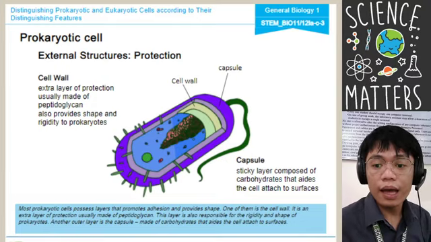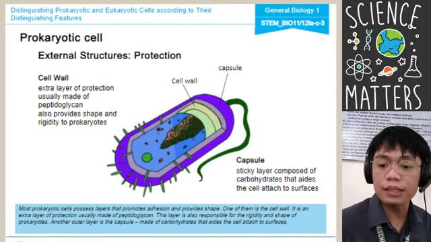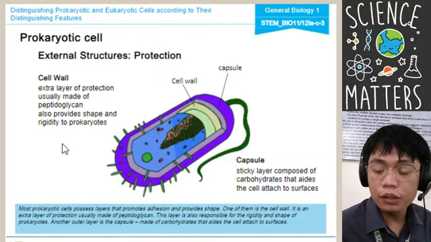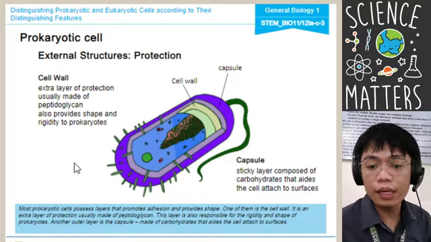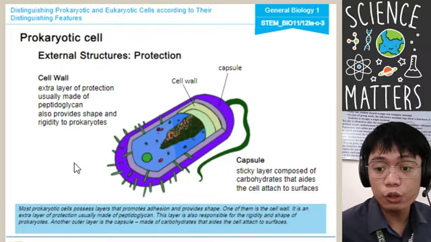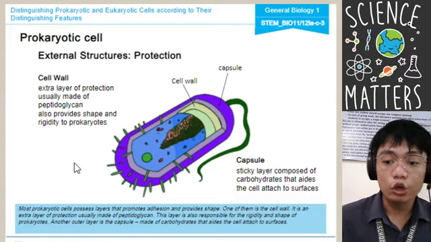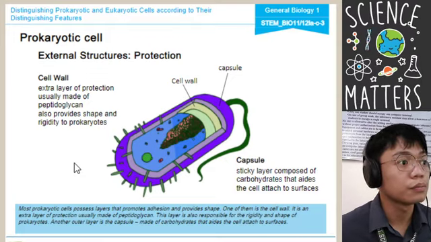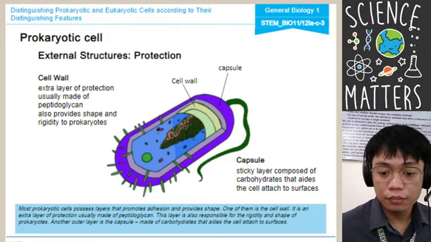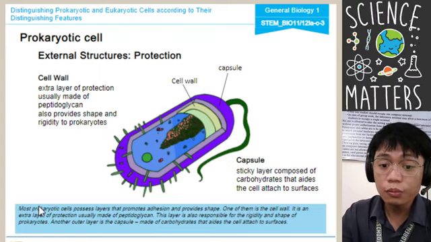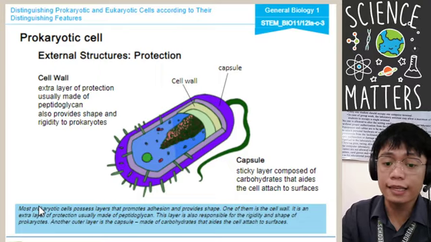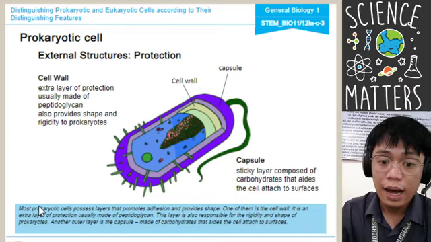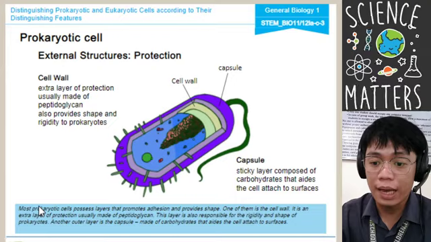Next is the external structure, okay? Let's discuss the external structure of this example. So we have the cell wall. When we say cell wall, it is the extra layer of protection usually made of peptidoglycan that provides shape and rigidity to the prokaryote. Okay, the cell wall is also present in the plant cell, and it serves also as a support structure for the whole plant or for the whole cell.